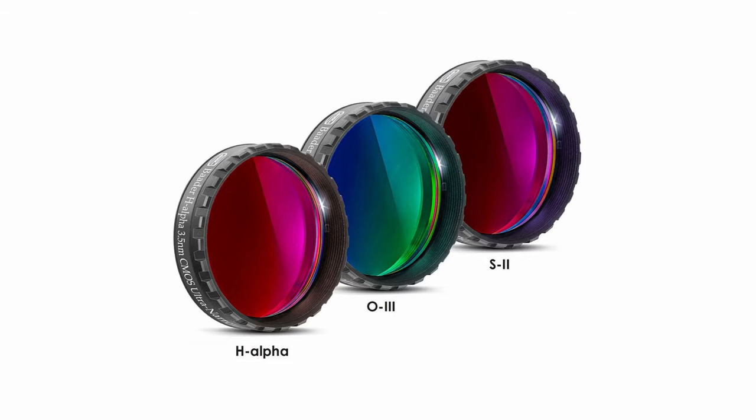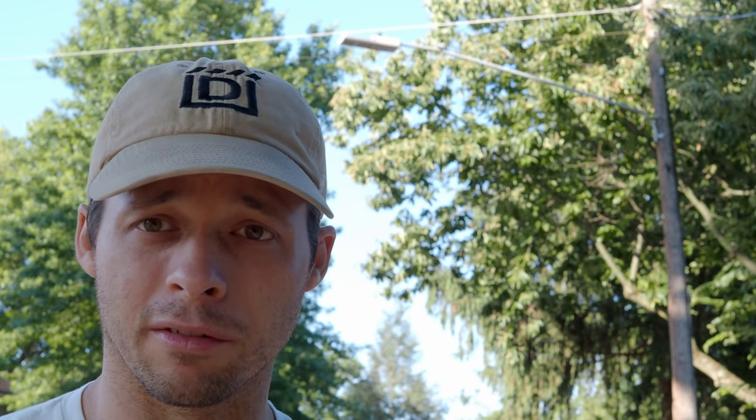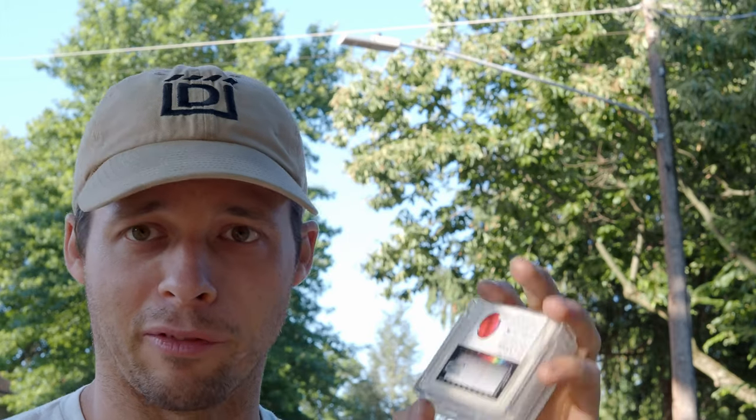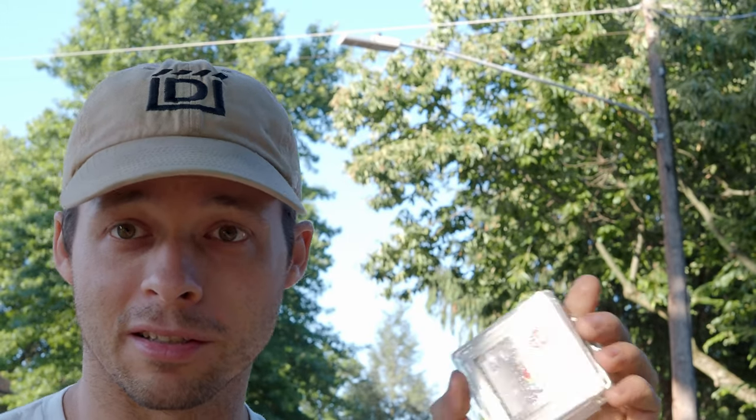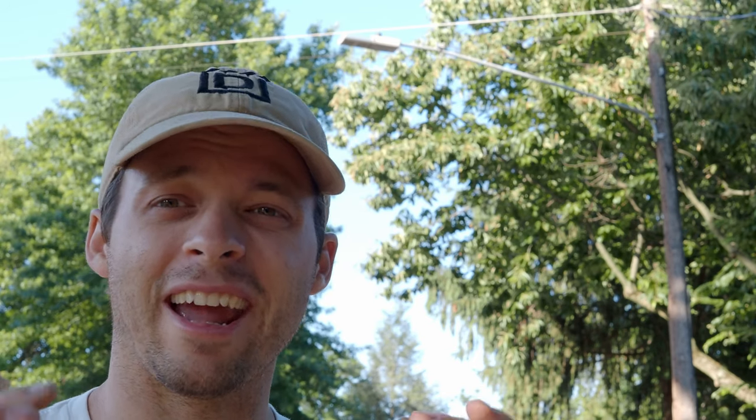If you start using narrowband filters with your mono camera, or even your one-shot color camera for that matter, although that's a very, very inefficient way of doing it, well, guess what? Light pollution gets knocked back by almost a factor of 100 for the average narrowband filter that's out there. Me personally, I just got some 3.5 nanometer filters, and boy, these babies reduce light pollution by almost a factor of 150. Yeah, 150x less light pollution to deal with.